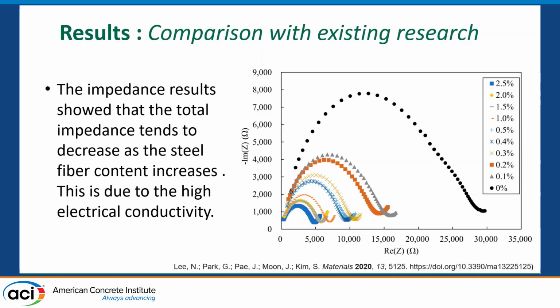This slide shows a comparison with existing research that used impedance. They used two studies: they conducted a CT scan study along with an electromagnetic study to show that the total impedance tends to decrease as the steel fiber content increases. Here they chose a 0% specimen going up to 2.5% fiber content. And as you can see, the loop increases as the fiber content decreases.